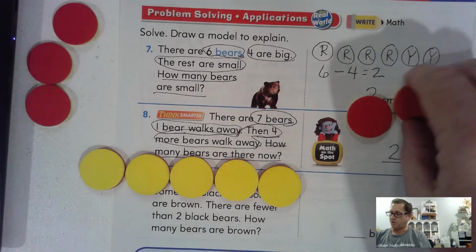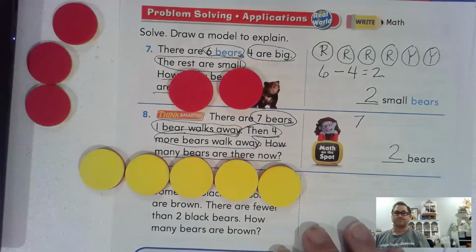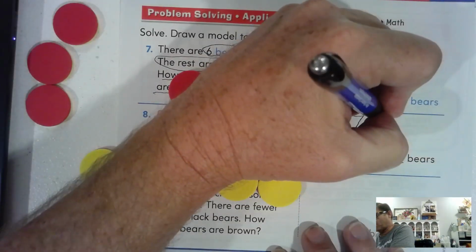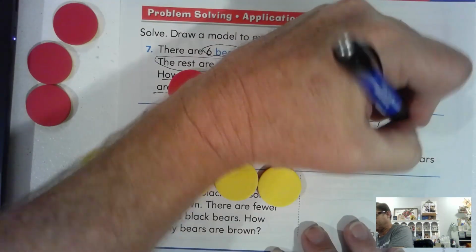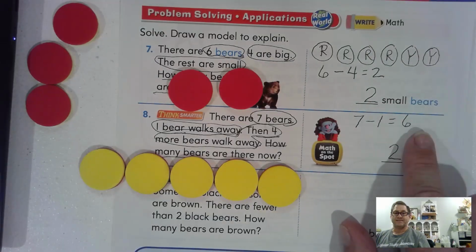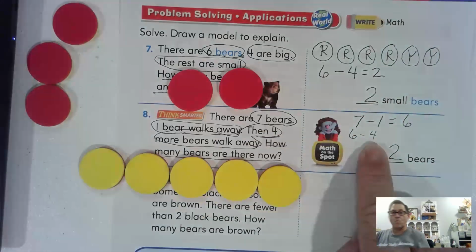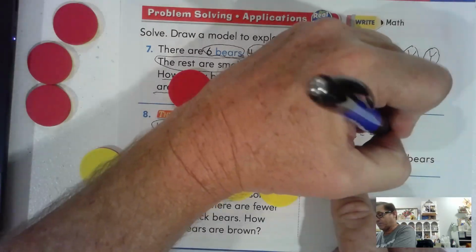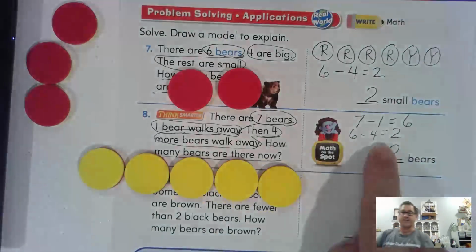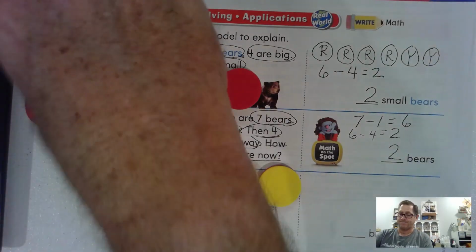So how can we show that? Well, we started with 7. 1 bear walked away. That equals 6. So I had 6 bears left. And then 4 more bears walked away. So I have to subtract 4 from the 6 that were left. And that left me 2. Okay.